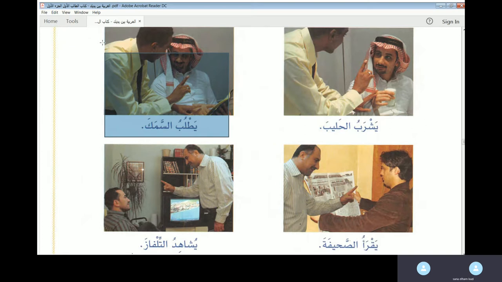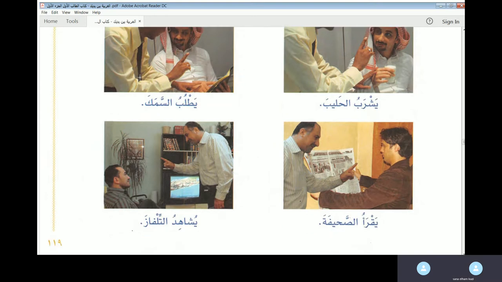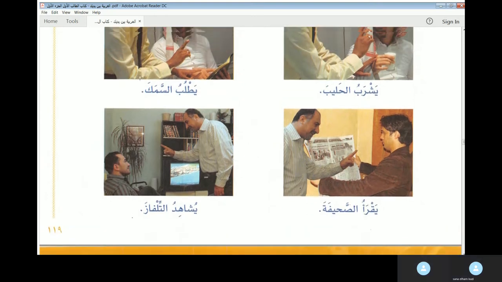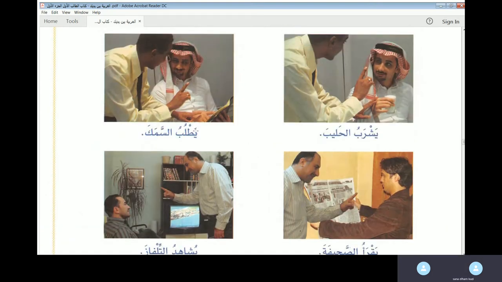Yatlubus-samaka. He's asking for the fish, or he's ordering the fish. La tatlubis-samaka. Don't order the fish.